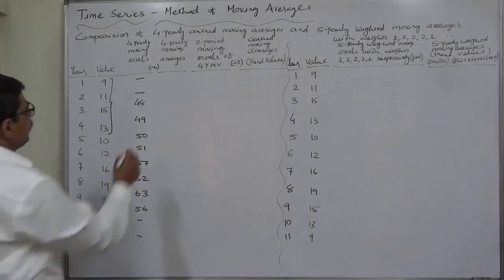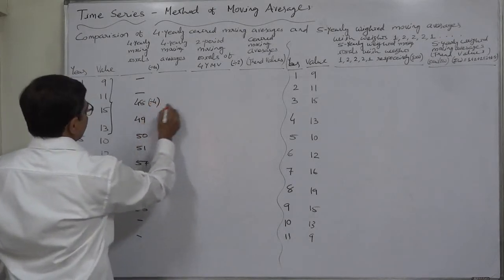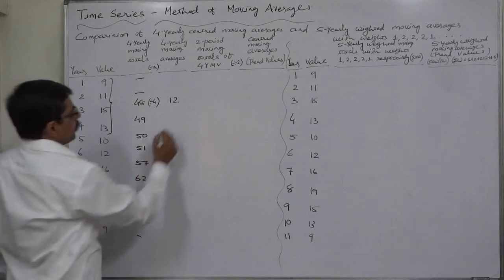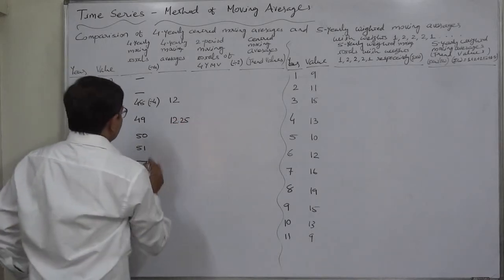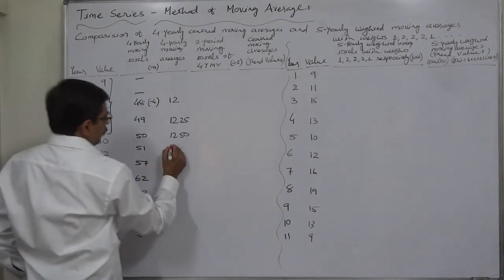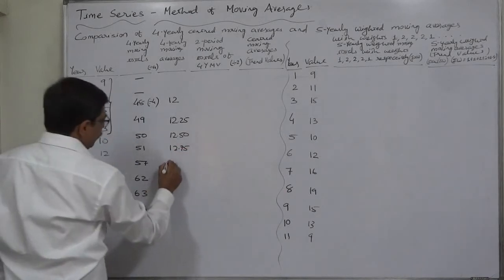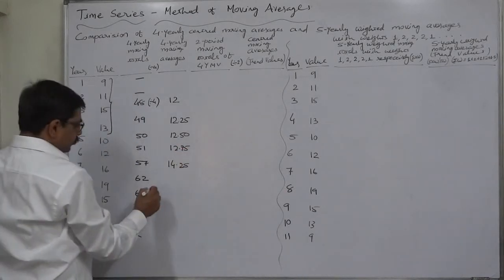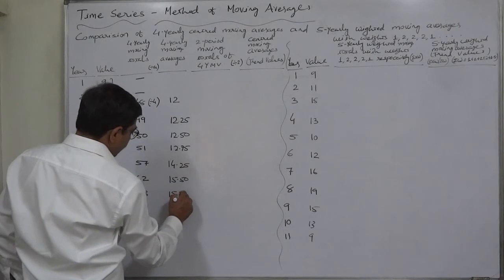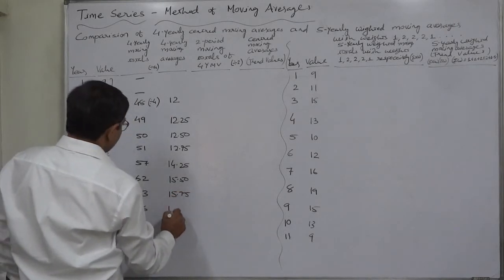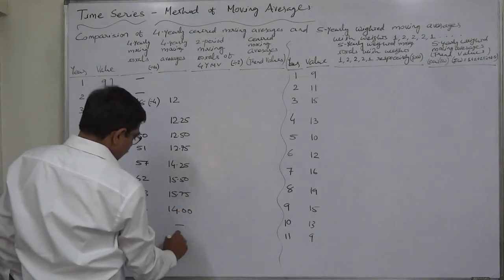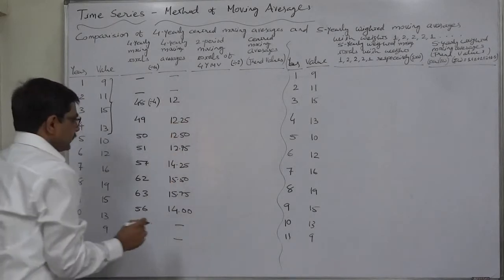So if we divide these by 4, we can have the 4-yearly moving averages. First will be 48 divided by 4, that means 12. Second 49 divided by 4, 12.25. 50 divided by 4, 12.5. 51 divided by 4, 12.75. 57 divided by 4, 14.25. 62 divided by 4, 15.50. 63 divided by 4, 15.75. 56 divided by 4 means 14. Nothing against first 2 and last 2 years.